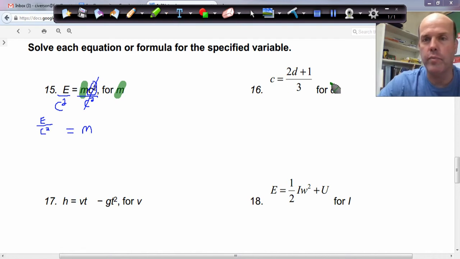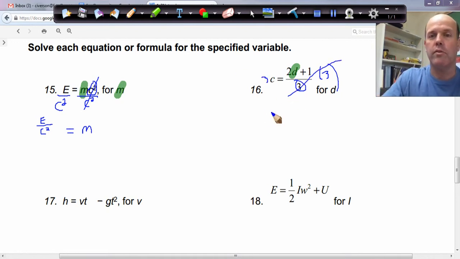16. We have to solve for d. Oh, there's d right there. So I have to get rid of everything else. So let's get rid of the 3 first. Alright. So let's multiply both sides by 3. So I'm going to multiply this side by 3. I'm going to multiply this side by 3. And then my 3's will cancel, and so I get 3c is equal to 2d plus 1.